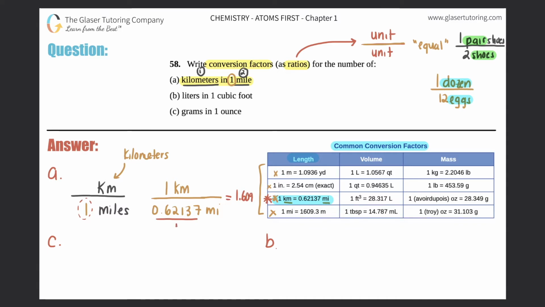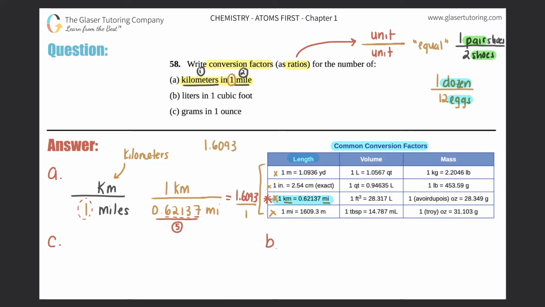There's 5 sig figs here. 1, 2, 3, 4, 5. So I will include 5 sig figs. 1.6093. And just know that any number is over 1, right?